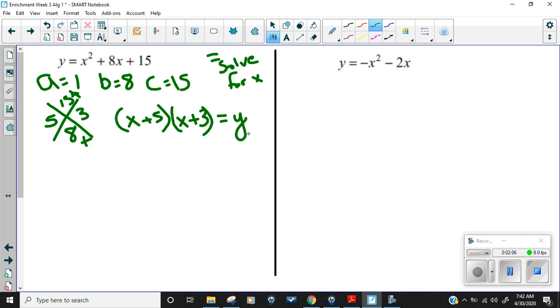Now to solve for x, I need to substitute, instead of y, I need to substitute 0. And we do that because what this is doing is finding the x-intercepts of our graph. And on the x-axis, y values are 0.